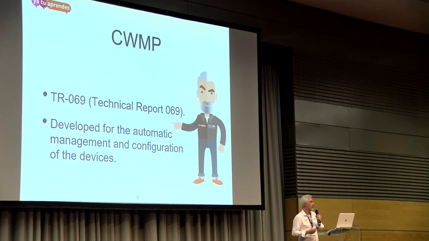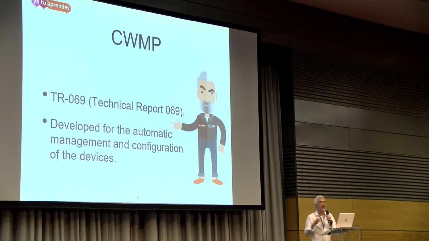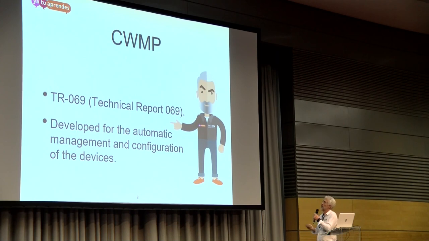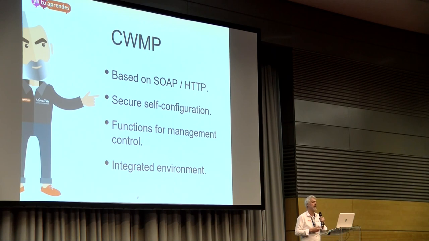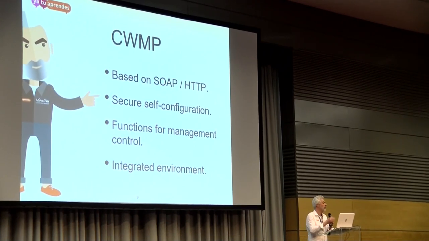What is CWMP? Technical Report 69 defines the application layer for remote management of equipment connected to an IP network. It was also developed for automatic management and configuration of the devices. Any questions? Okay, continuing. It is based on SOAP and HTTP, has secure self-configuration, functions for management and control, and also has an integrated environment to interact with it.